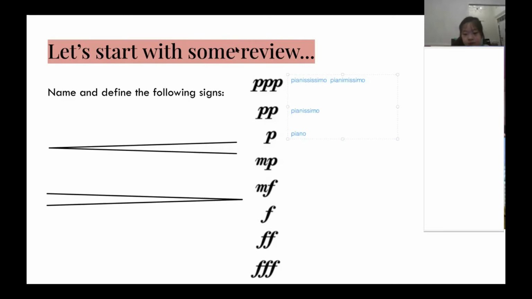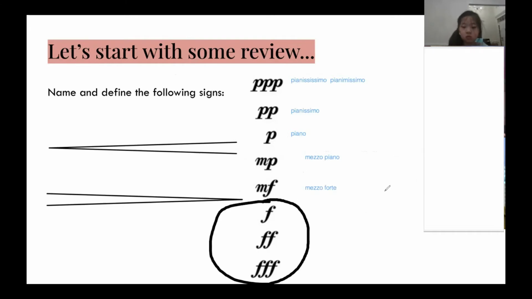Okay, next 2. Mezzo forte and mezzo piano. Very good. And what do they mean? Middle strong and middle weak. Yeah, very good. Mezzo piano means medium soft, and mezzo forte means medium loud. Okay, good. This group, anyone want to do that one?